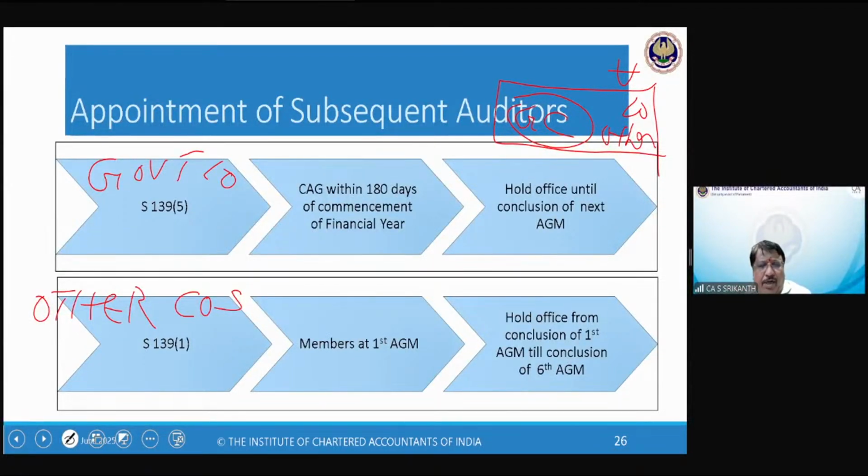In other companies, the auditor will be appointed by the members at the first AGM. So appointment of auditors at the first AGM and every fifth AGM is ordinary business. You have to appoint or reappoint. That gentleman or firm will hold office from the conclusion of the first AGM till the conclusion of the sixth AGM. That is 5 years. First AGM you are appointed, then second, third, fourth, fifth, sixth AGM. So you will have life till the sixth.